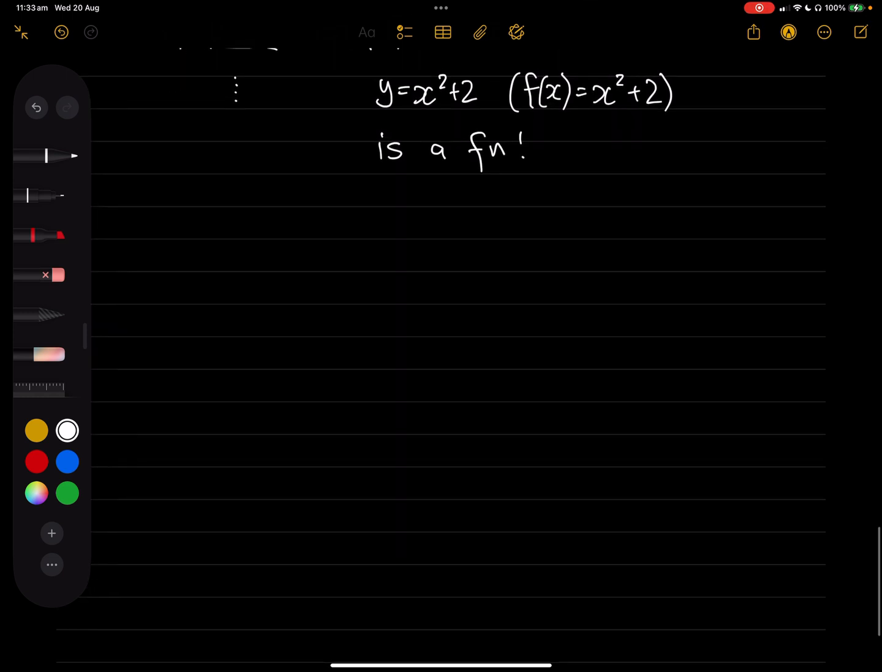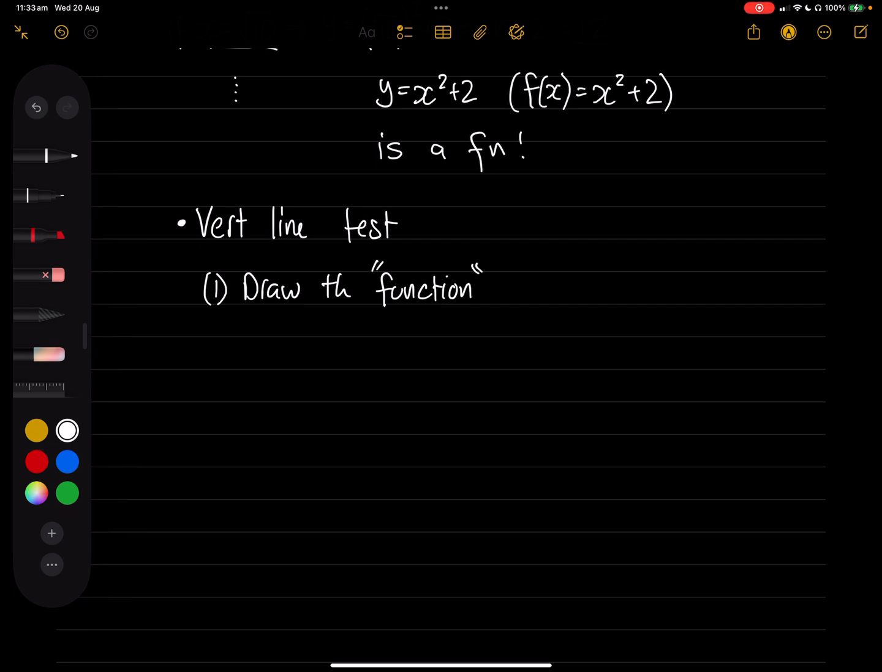One other way that we can show that something is a function is what's called the vertical line test. The vert line test works as follows. You draw the function. I'll put function in little commas here because we're assuming it's a function at this point. So let's draw the thing that we had above. It was y equals x squared plus 2. So it passes through 2 here. It's a parabola, goes up like this. So this is y, this is x.